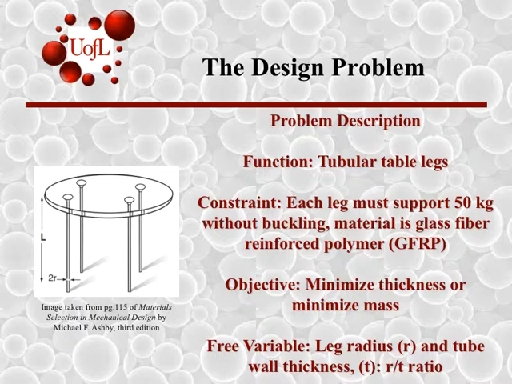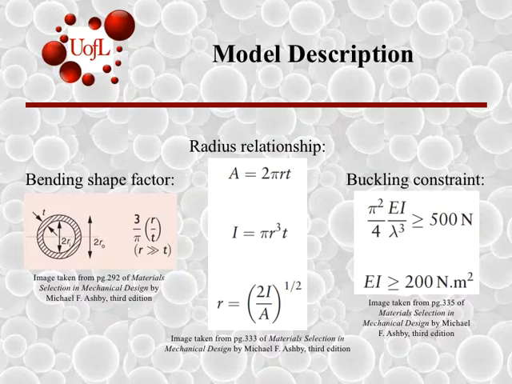The objectives were to minimize thickness of the table leg or to minimize its mass, in both cases to ultimately minimize the cost of the table leg. And we could do this by changing the radius or the wall thickness of the table leg. So the model description began with 2 relationships for the geometry of the table leg.